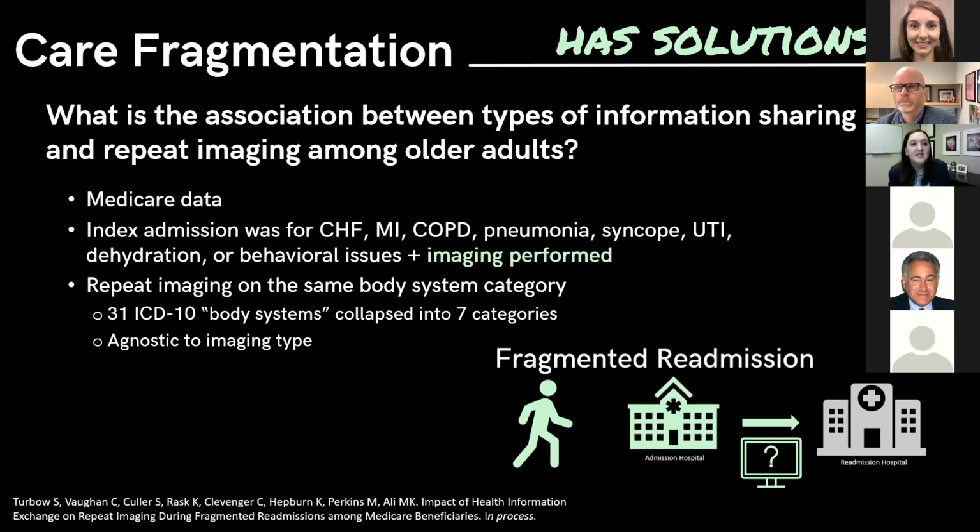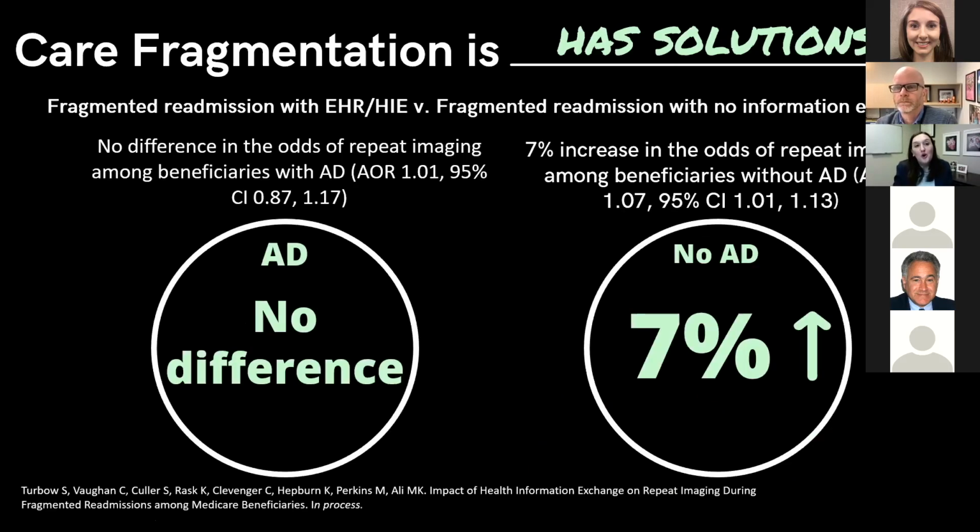And so what we found was actually no difference in the odds of duplicate imaging in Medicare beneficiaries with Alzheimer's disease when there was electronic information exchange present or when they had non-fragmented readmissions. And we actually found increased odds of repeat imaging for beneficiaries without Alzheimer's disease when there was information exchange available. This is not what we hypothesized, but it is actually in line with some previous studies, one of which found a 25% increased odds of providers ordering repeat imaging when they had access to previous imaging results.